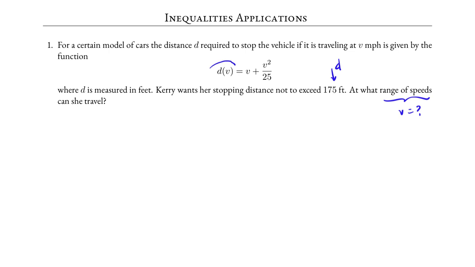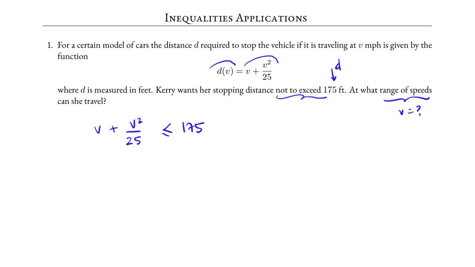This d represents the distance, but the distance equals v plus v squared over 25. And so the expression for the distance is v plus v squared over 25. This will give us the distance measured in feet. And we want this distance to not exceed 175, meaning we want it to be less than or equal to 175. It can be up to 175, but it cannot be more than 175. And again, we're looking for v.